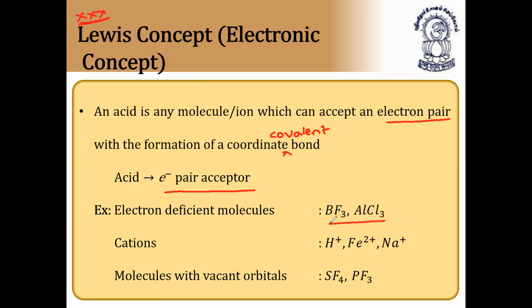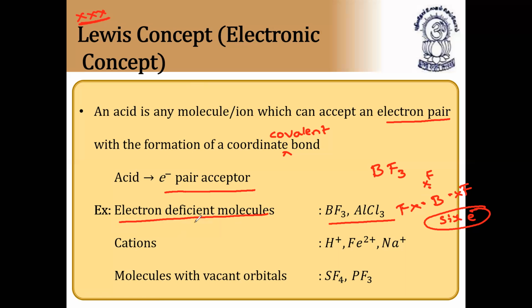And examples are all electron deficient molecules. Why is it called electron deficient? Because if you see BF3, boron trifluoride is electron deficient. Why? Because boron has 3 electrons in the valence shell, and these 3 electrons will be shared by 3 fluorine atoms. So after formation of the compound, they have only 6 electrons shared. So total 6 electrons. But according to the octet rule, a substance should form an octet, meaning it should contain 8 electrons. That's why it is called electron deficient molecules.